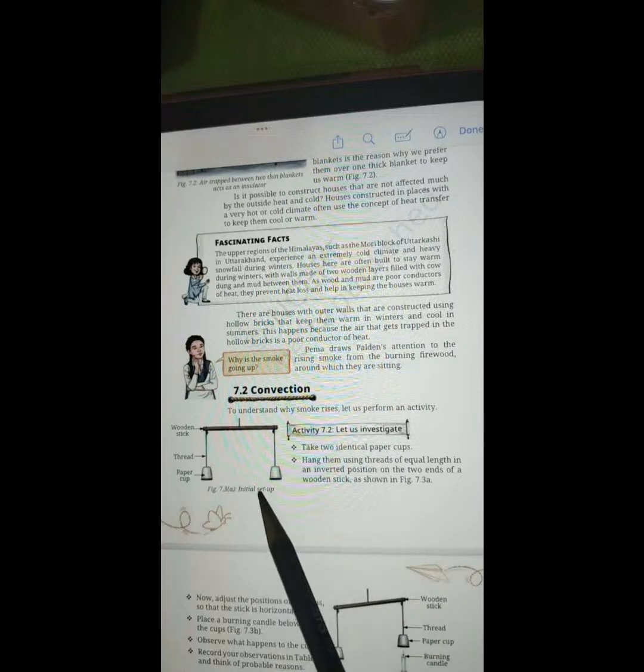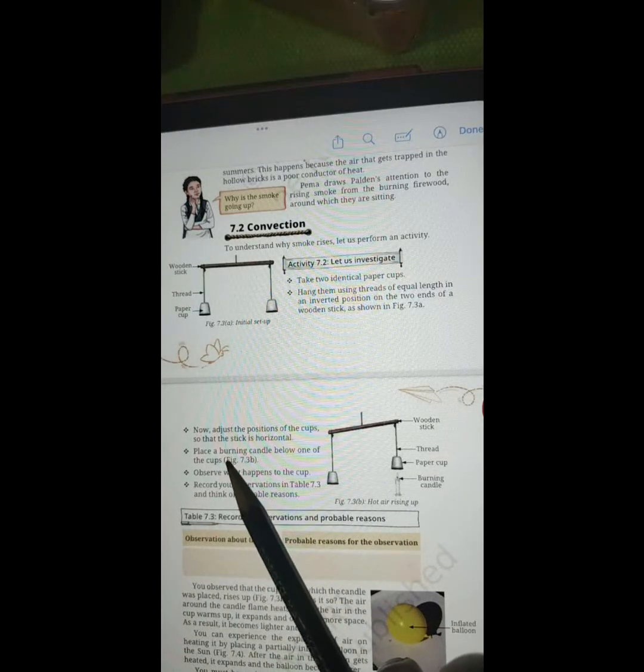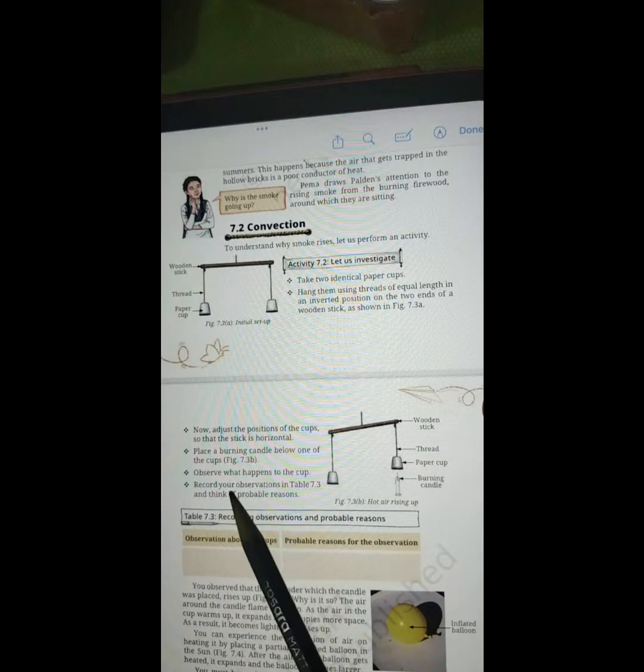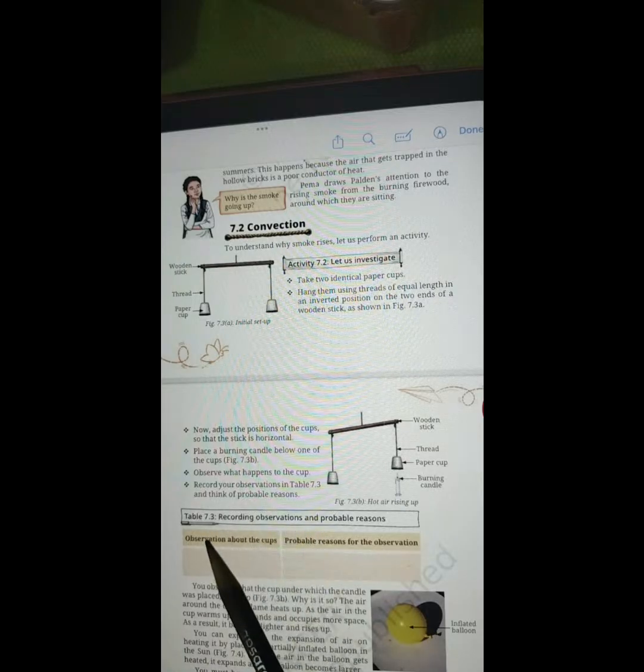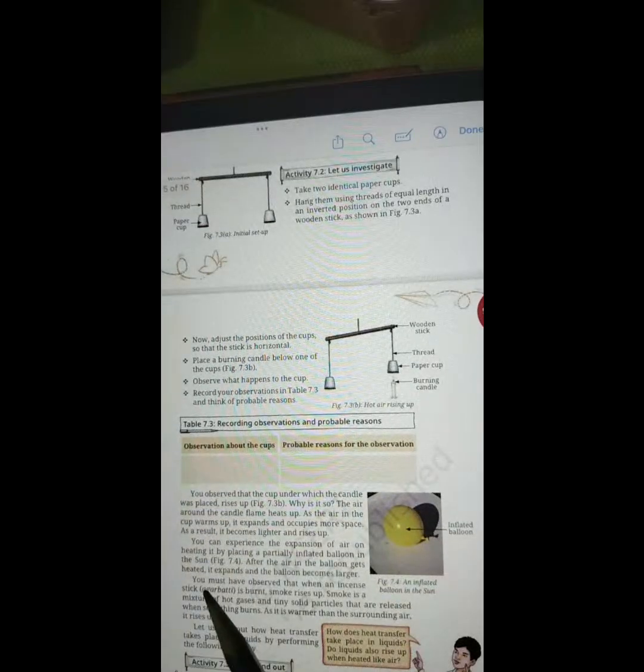So, figure 7.3a, the initial setup, has been shown to you. Take two identical paper cups, hang them using threads of equal length in an inverted position on the two ends of the wooden stick as shown here in this figure. Now adjust the positions of the cups so that the stick is horizontal. Place a burning candle below one of the cups. Observe what happens to the cup. Record your observations in table 7.3 and think of probable reasons. In table 7.3, you are required to record your observations along with the probable reasons.